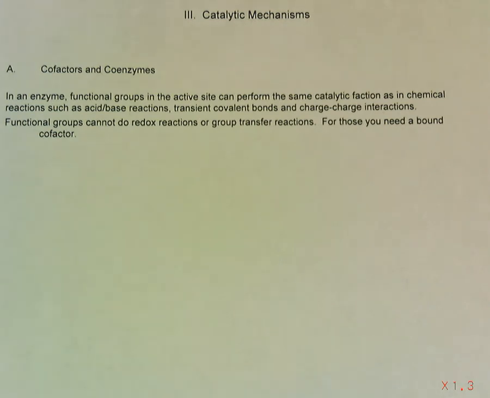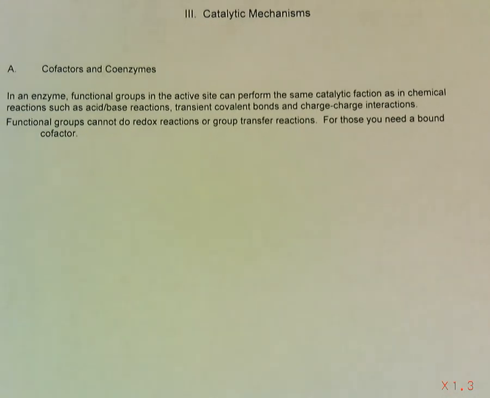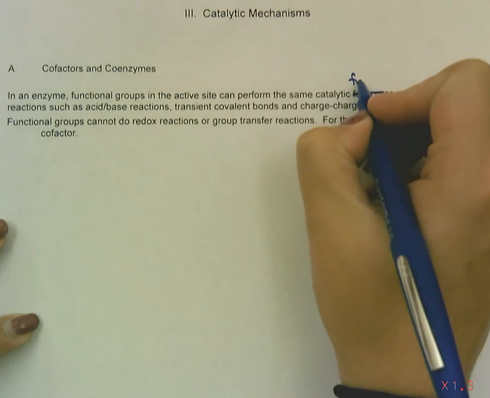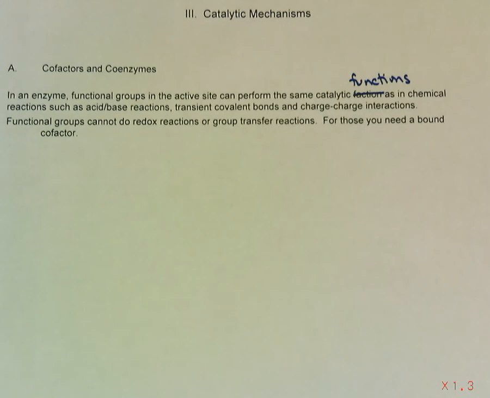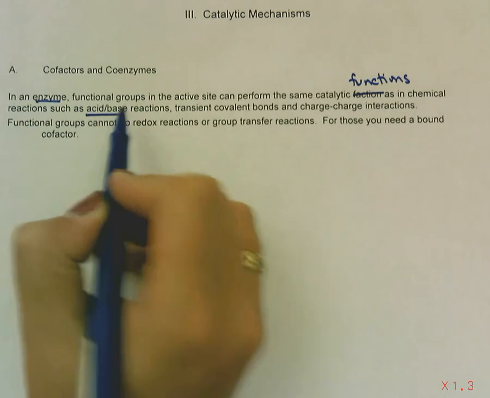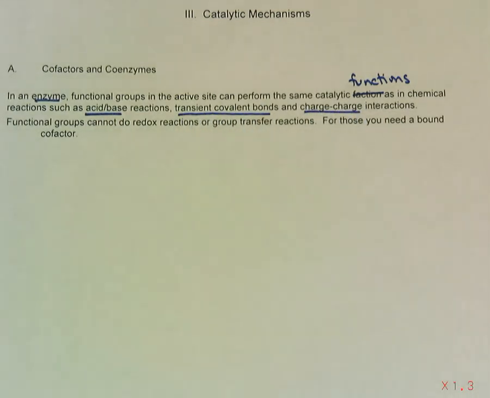So in an enzyme, functional groups in the active site, which is where the reaction takes place, can perform the same catalytic functions as in chemical reactions. And we can do the following three in general. So enzymes can do acid-base, they can do transient covalent bonds, and they can do charge-charge. So we'll look at all three of those.